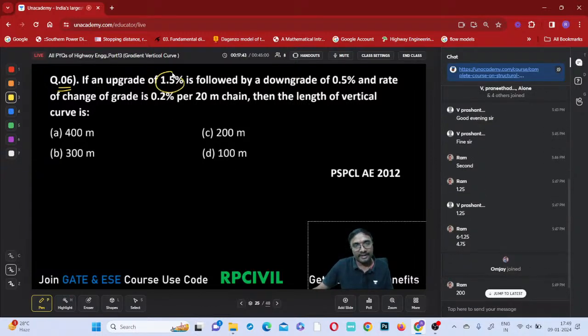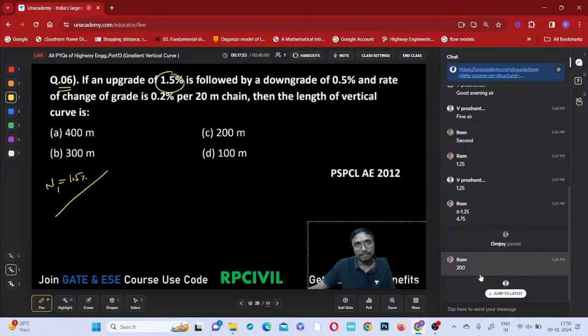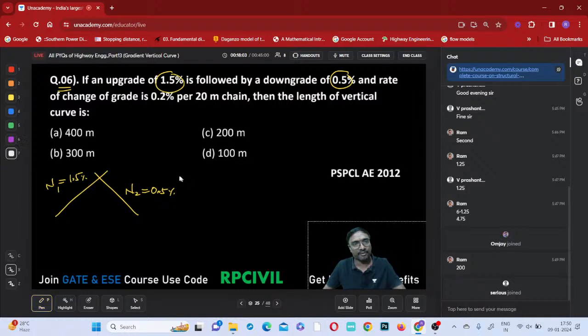An upward gradient of 1.5 percentage, right? What is that upward gradient? You can say that the upward gradient of this 1.5 percentage, that is n1, right? Followed by a downward gradient of which one? This is 0.5 percentage, right? It is followed by which one? This downward gradient, that n2 will be equal to how much? 0.5 percentage now.